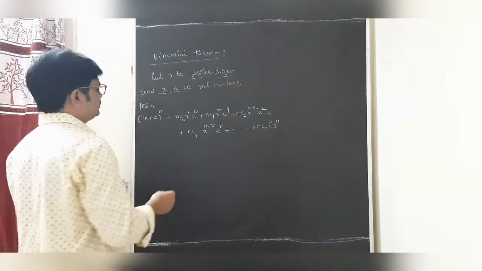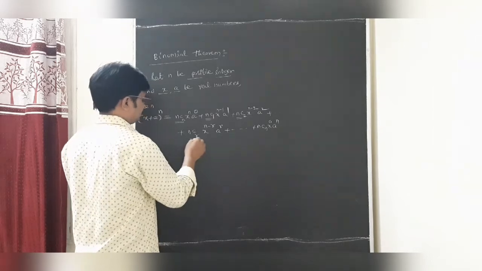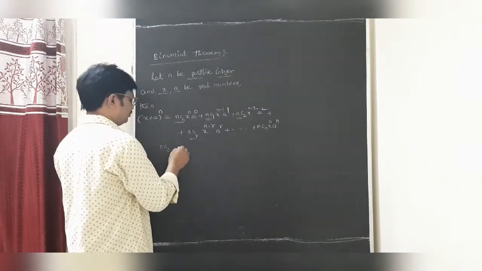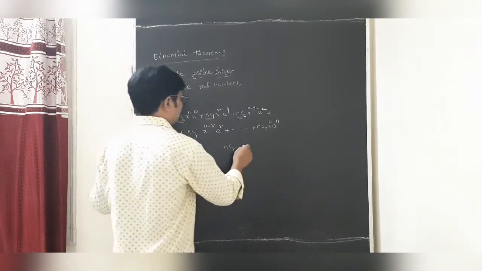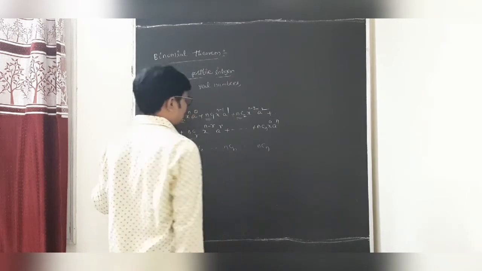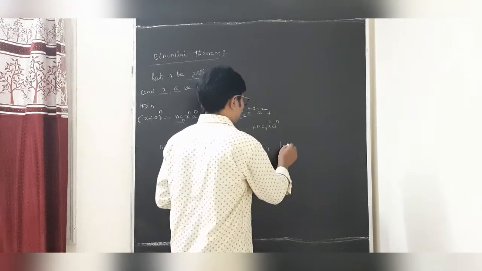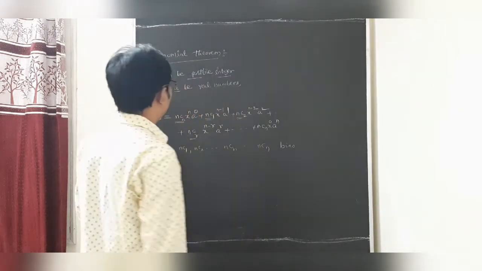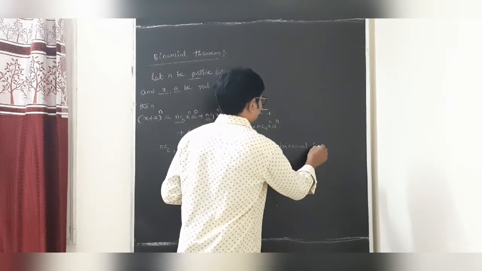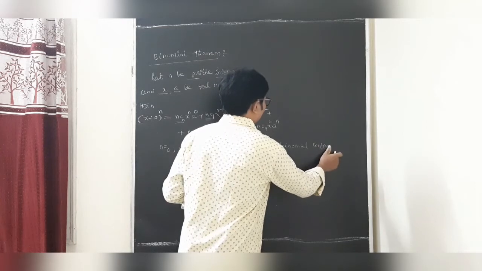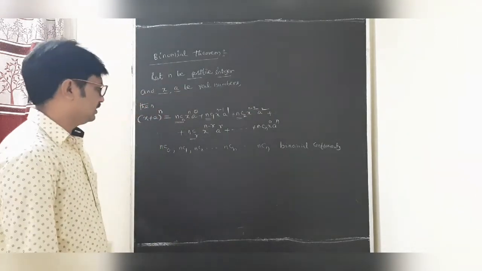Here nC0, my dear students, nC0, nC1, nC2 and so on, nCr and so on, nCn. These are called binomial coefficients in the expansion. These are all called binomial coefficients.